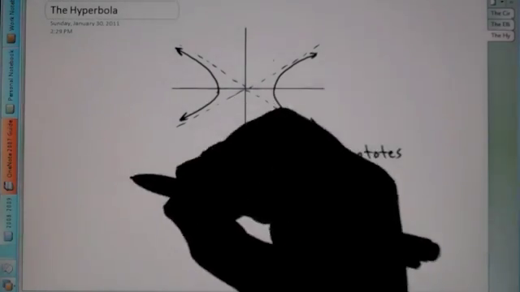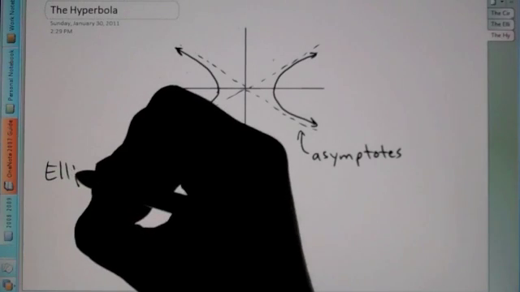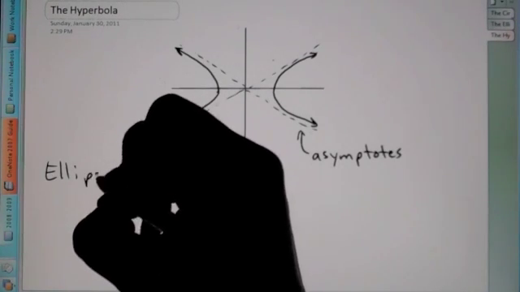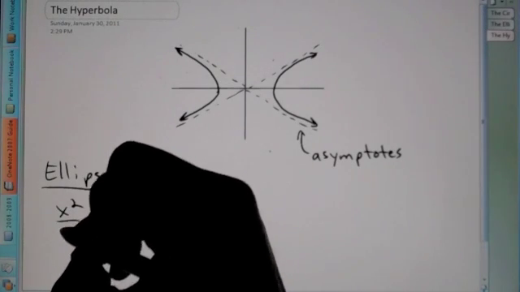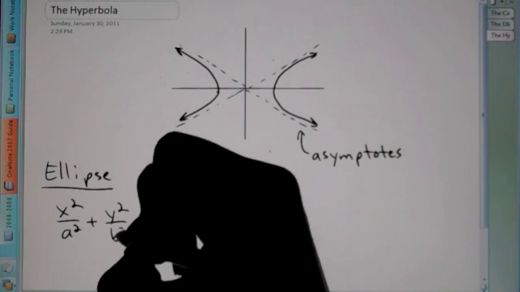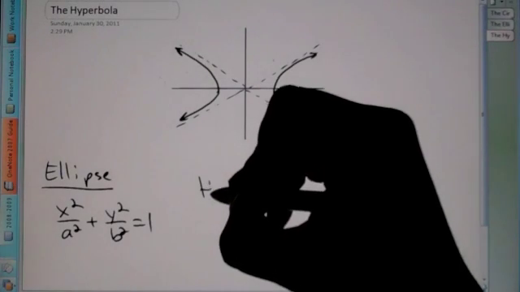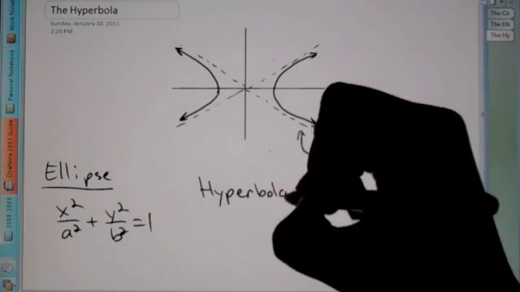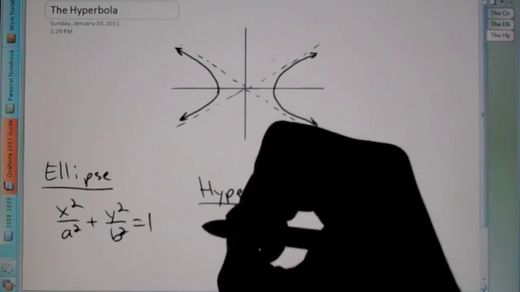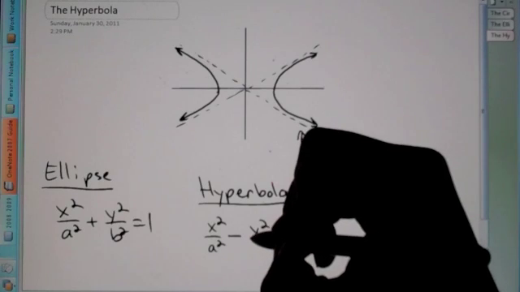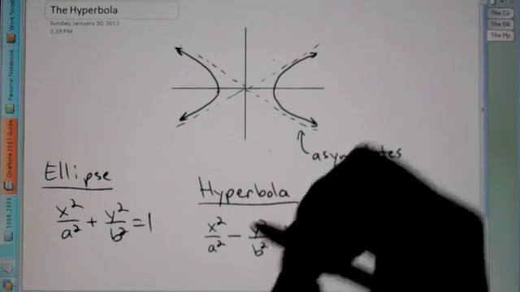Well, we worked with the ellipse last time. One of the standard forms for the ellipse was x squared over a squared plus y squared over b squared equals 1. Well, the hyperbola has a similar formula for this. The hyperbola looks pretty similar. The only difference now is that there's a minus there. So it's x squared over a squared minus y squared over b squared equals 1.